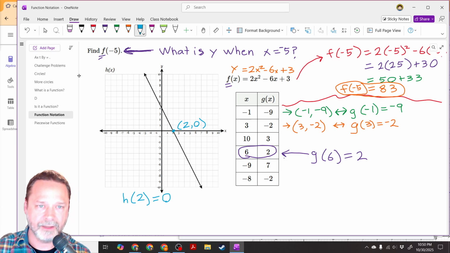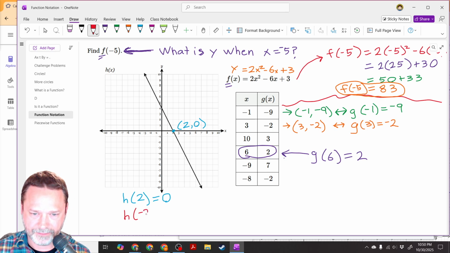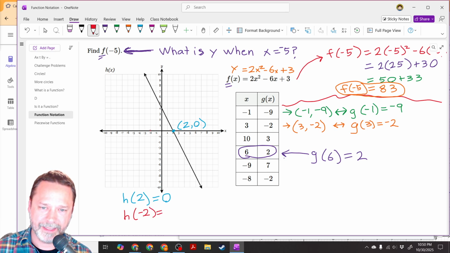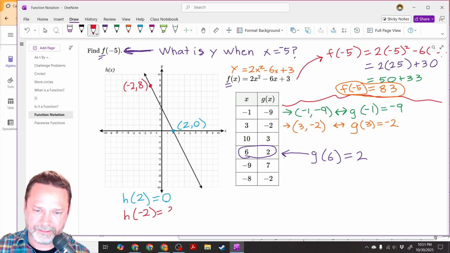Great. What if I wanted to find, let's do one more for h, h of, I don't know, let's say -2. Why not? So I go back. -2 is my x. Here's the point on my graph. That is at -2, 8. So that means h of -2 equals 8. There we go.